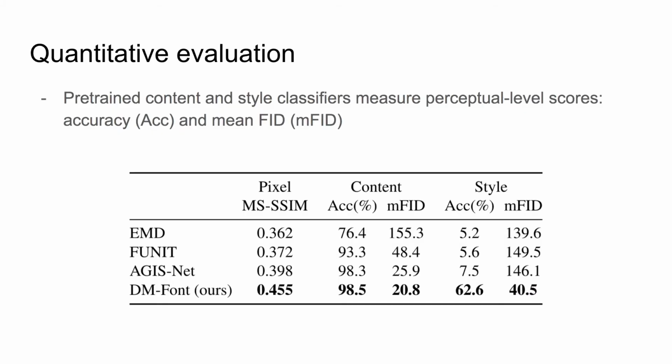To quantitatively evaluate the model more closely to the human perception, we train content classifier and style classifier. Using the classifiers, we measure the classification accuracy and MFID of the synthesized glyphs. As shown in the table, DM font scores the best in all measures. AGSNet shows similar results in the content score, but our model dominates the stylization performance.